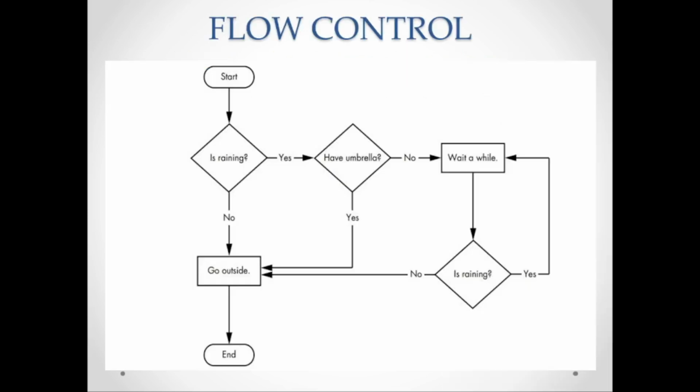So this is a typical diagram that tries to explain what a flow control statement is. This is a chart that shows if you should go out when it's raining or not. The program starts from here. There's a condition here. Is it raining? If yes, then the next condition comes. Do you have an umbrella? No, it says you should wait for a while. But if yes, it now says go outside.